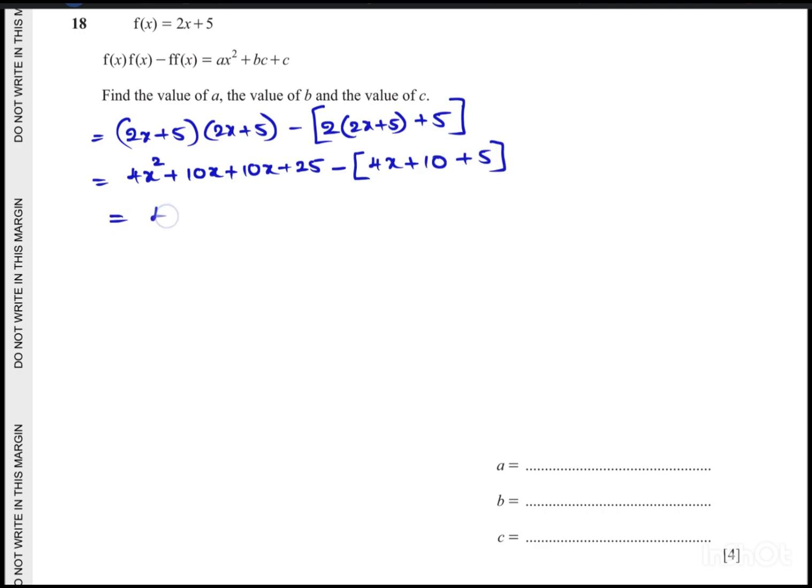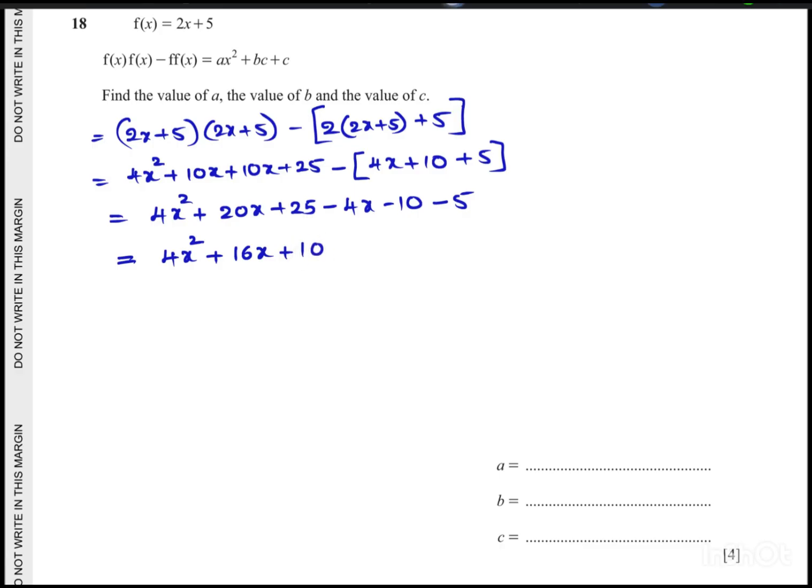Next, simplify this. 4x square is as it is. 10x and 10x will be 20x plus 25 minus 4x minus 10 minus 5. So now 4x square is as it is. X terms are 20 and minus 4, so 16x. No, sorry. 25 minus 10 minus 5. Minus 10 minus 5 is minus 15. 25 minus 15 is 10.